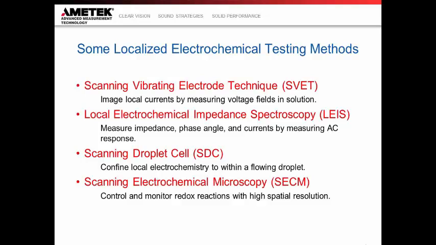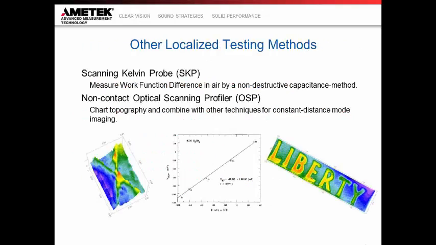The next one is a scanning electrochemical microscope, or scanning electrochemical microscopy. This is the most versatile of any of the techniques available through the VersaSCAN platform. And the reason for that is we're using two different potentiostats, one on the probe and one on the sample. And what that's going to do is allow you to control and monitor the redox reactions, the reduction oxidation reactions, with very high spatial resolution.